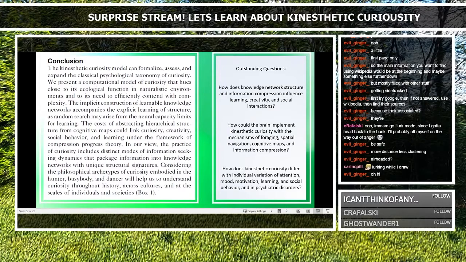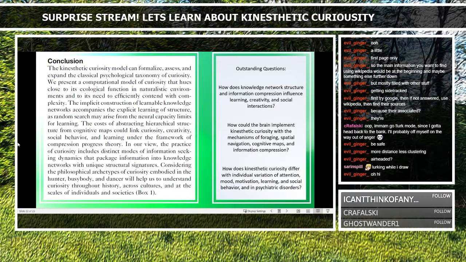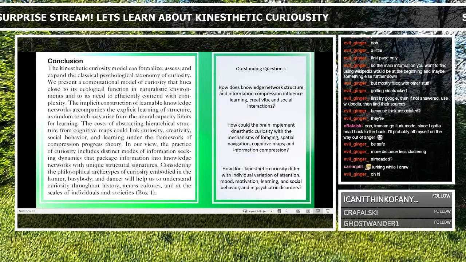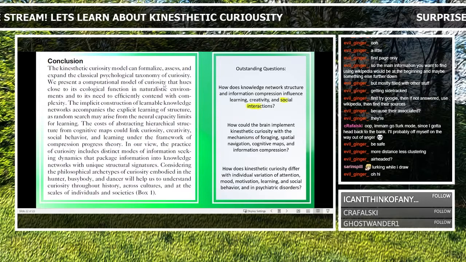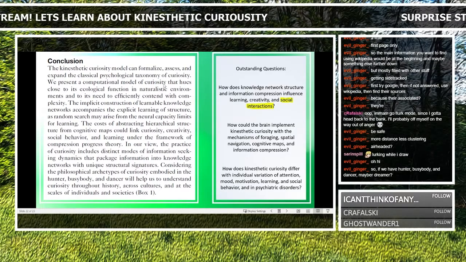This conclusion is basically just a typical one. They just go through the whole entire paper and make summary sentences. But the most interesting part is this at the end, which is the outstanding questions. So how does the knowledge network structure and information compression influence learning, creativity, and social interactions? The part that I'm most interested in is the social interactions part. So if we have a hunter, busybody, and maybe a dreamer.